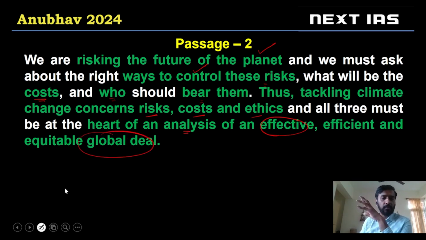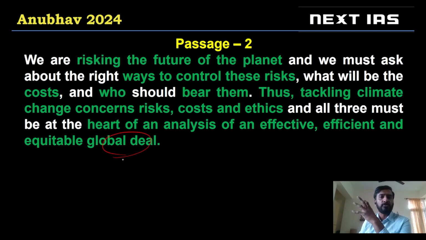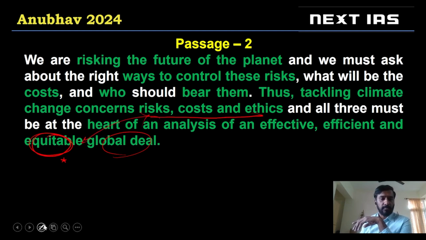Basically, if you want to arrange any global deal, all parties should sit at the table and discuss this in a realistic way, it should be equitable. Right? Risks, costs, and ethics should be equitably distributed amongst members. Okay.